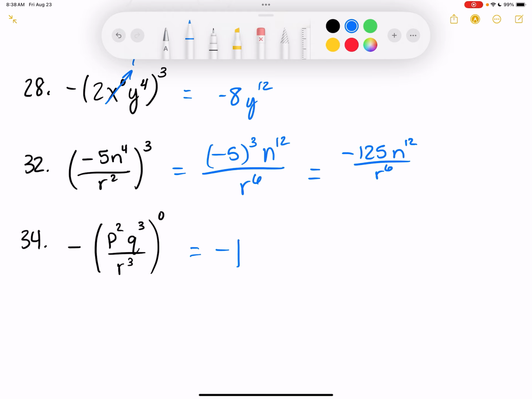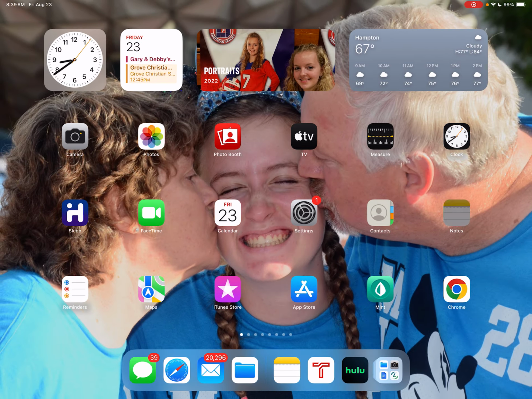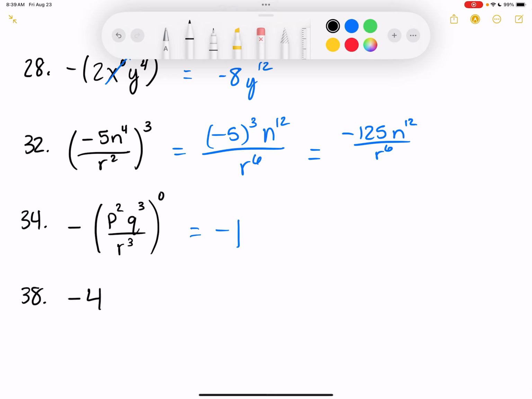These next problems say to identify each expression as a polynomial or not a polynomial. For each polynomial, give the degree and identify it as a monomial, binomial, trinomial, or none of these. So, 38, we have negative 4y to the 5th. So, is this a polynomial? Yes. So yes, it's a polynomial.